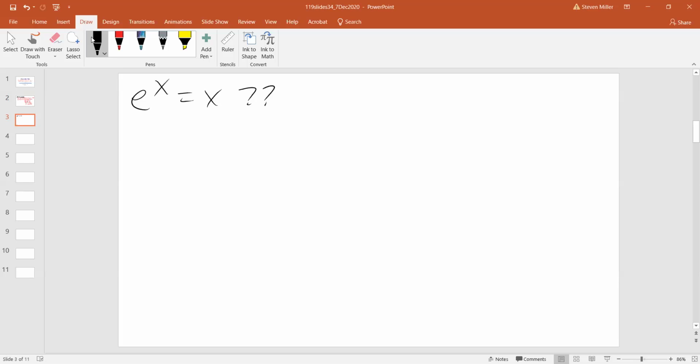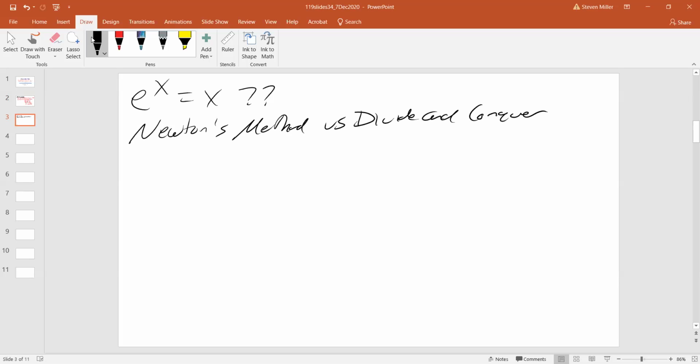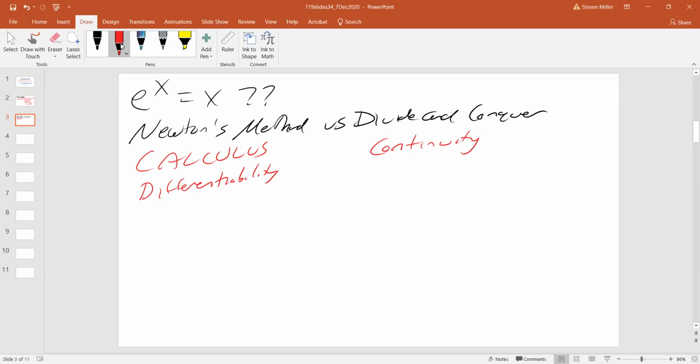So what Newton's method does versus divide and conquer is that Newton's method uses calculus. It uses differentiability. Whereas divide and conquer just uses continuity. So it's not surprising that Newton's method can do a better job than divide and conquer because it uses more about the function.